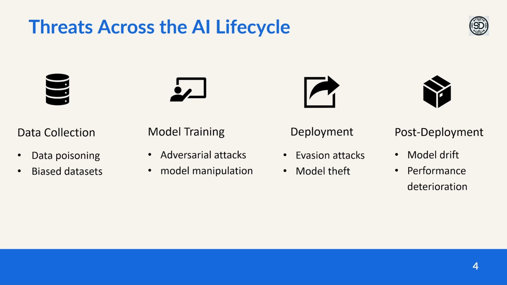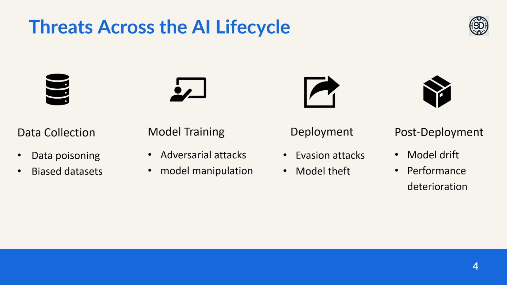The first stage is data collection. Here, issues like data poisoning or biased datasets can creep in. Data poisoning is where malicious actors introduce flawed or deceptive information into the data pool, corrupting the AI model from the start. Then we have the model training stage. This is where adversarial attacks come into play. Attackers can try to manipulate or even steal AI models during this phase.